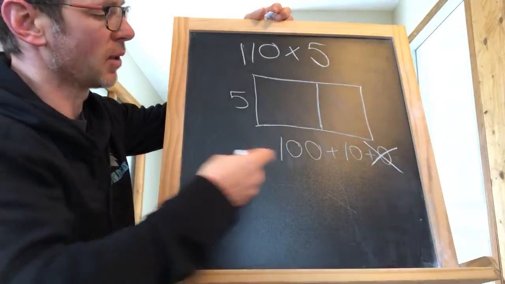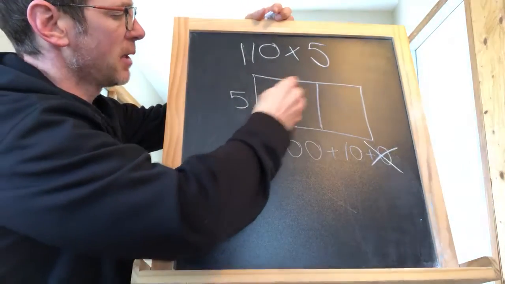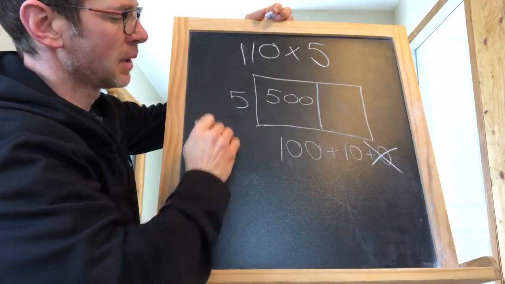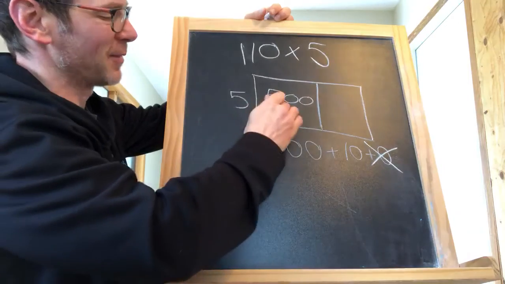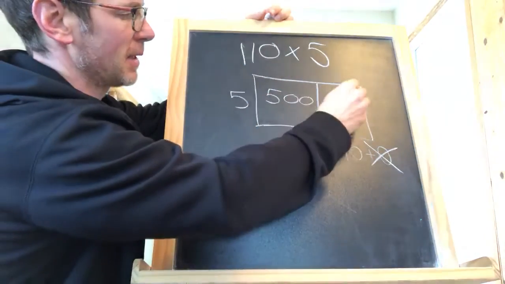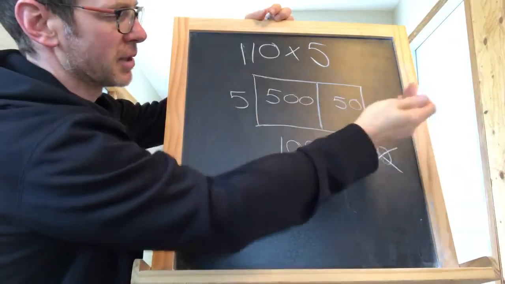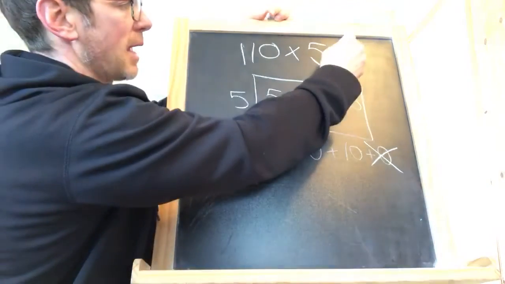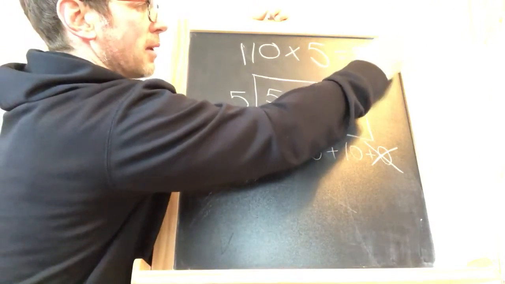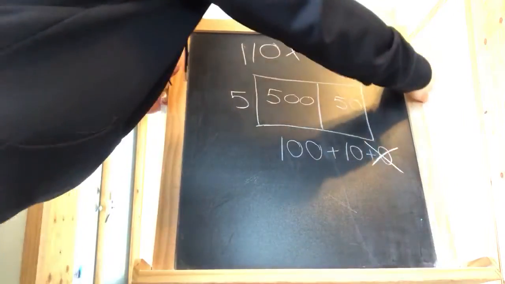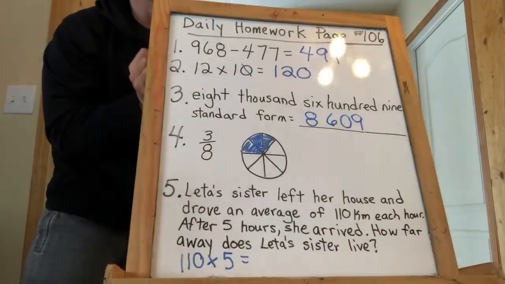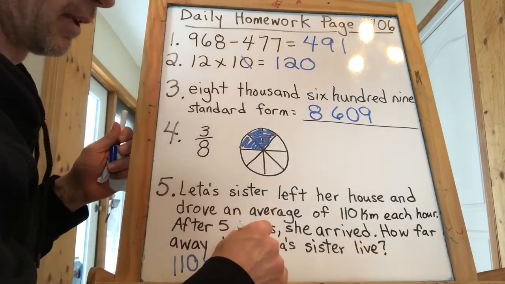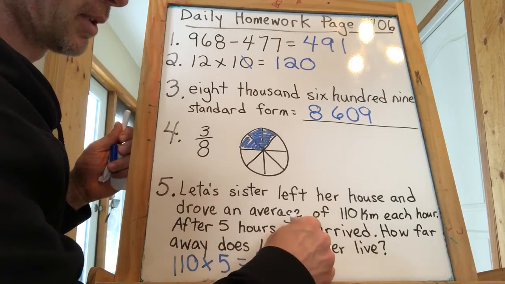Next week I'm going to do another lesson on where this box comes from. All right, so 100 times 5 is 500. 10 times 5 is 50. And then the 0 times 5 is not going to change anything. That's just 0. So we have 550. So 110 times 5 would be 550. So that's how far away Lita's sister would live. 550 kilometers.